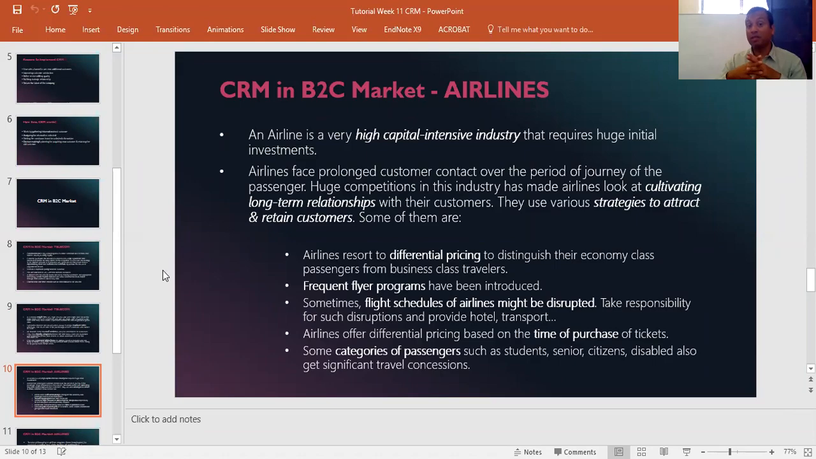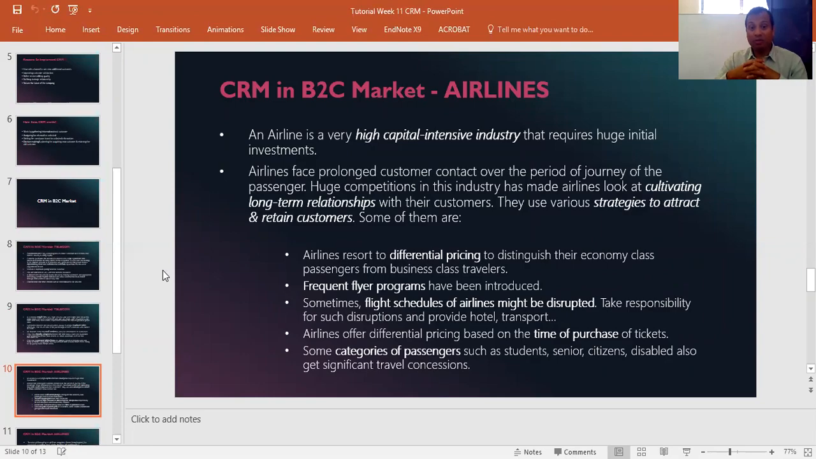Huge competition in the industry has made airlines look at cultivating long-term relationships with customers. They use various strategies to attract and retain customers. Think about yourself: in the last two or three years, if you have picked a particular airline for regular visits, did they try to attract you, did they try to retain you by offering good offerings? Your answer will of course be yes.